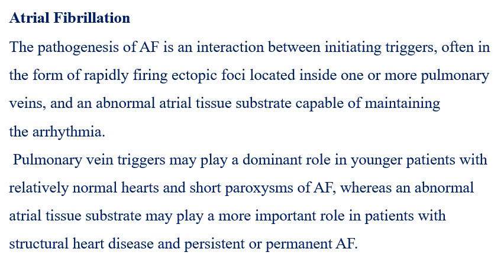Atrial fibrillation. The pathogenesis of atrial fibrillation is an interaction between initiating triggers, often in the form of rapid firing ectopic foci located inside one or more of the pulmonary veins, and an abnormal atrial tissue substrate capable of maintaining arrhythmia. Pulmonary vein triggers may play a dominant role in the young patient with relatively normal hearts and short paroxysms of atrial fibrillation, whereas an abnormal atrial tissue substrate may play a more important role in patients with structural heart disease and persistent or permanent atrial fibrillation.